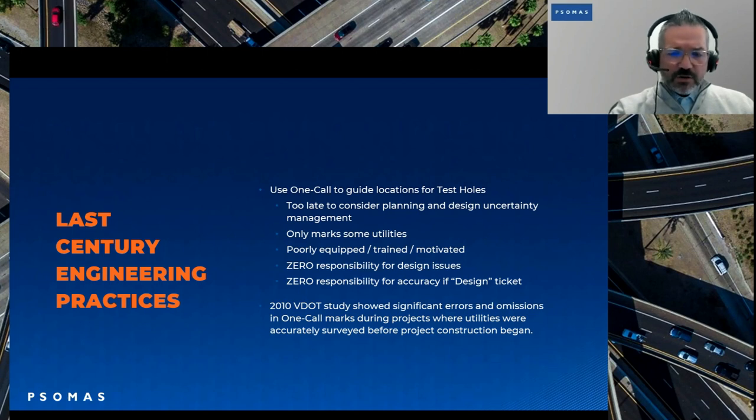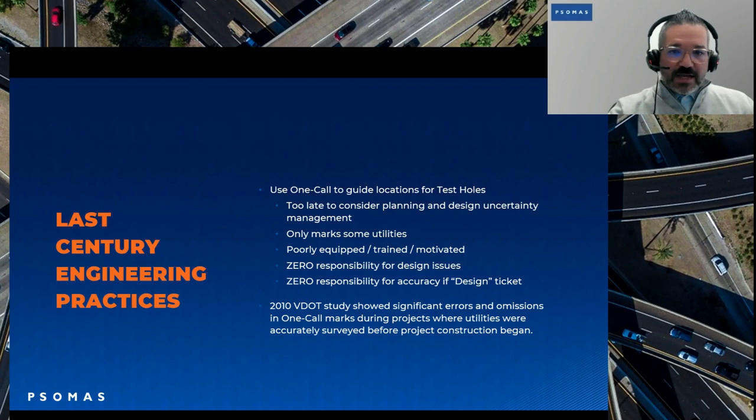It's interesting to note that in 2010, the Virginia Department of Transportation did a study, and it showed significant errors and omissions when one call marks were done during a project. It had nothing to do with how the survey was done, because the survey can go out there and accurately locate the paint marks. It's how the utility detection work was done in the field. And there were significant errors once we got into construction.